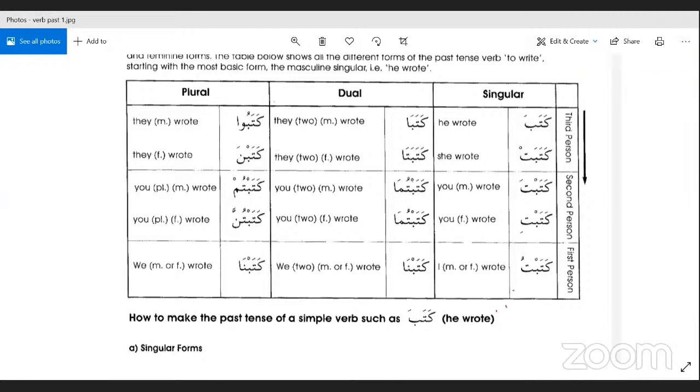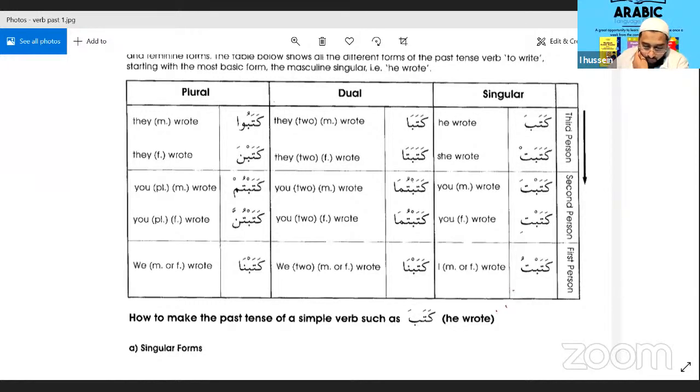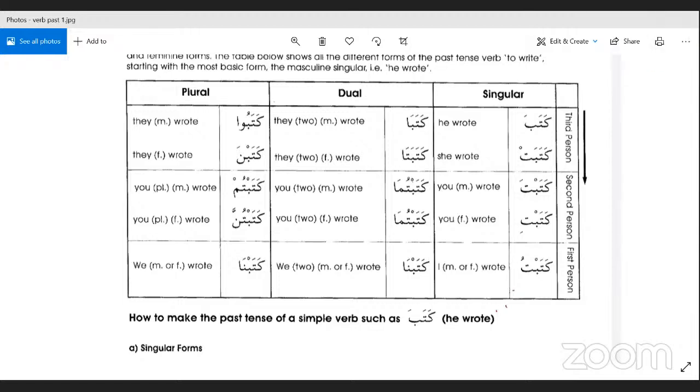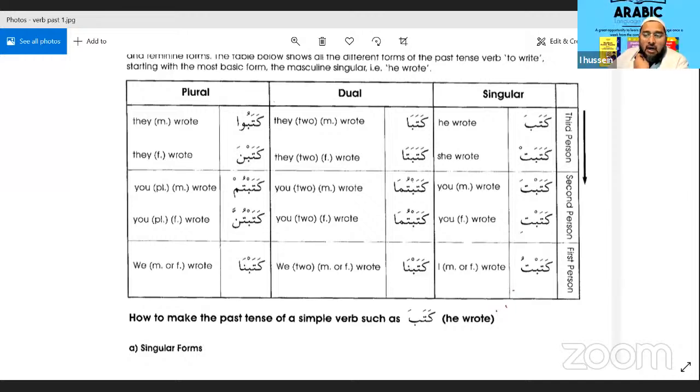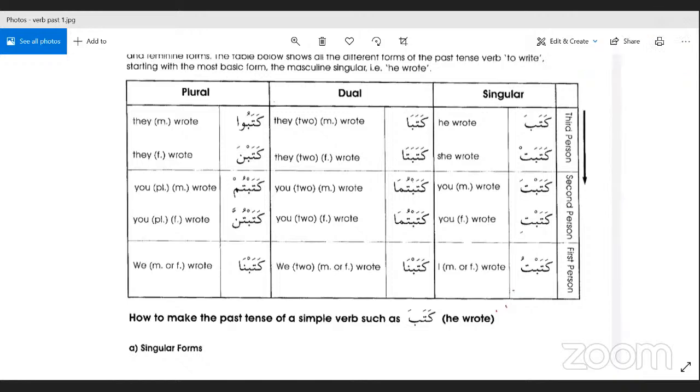Yeah, inshallah. I'm going to give you the verb ghasala. Ghasala means he washed. Can you give me how we spell it? Ghain, Sin, Lam. Ghasala.